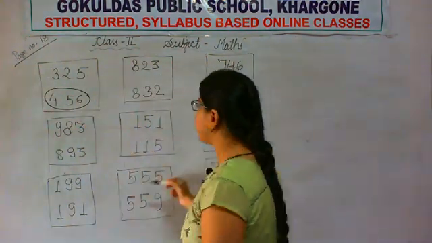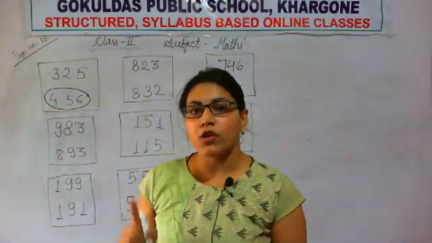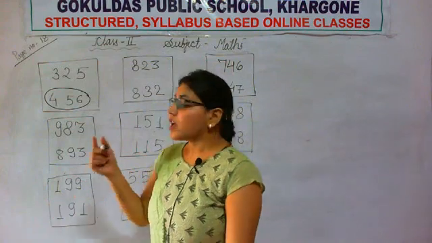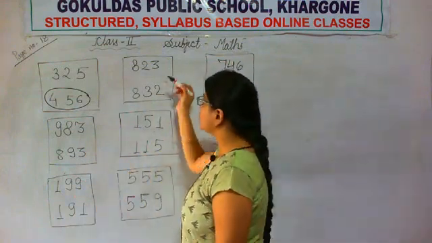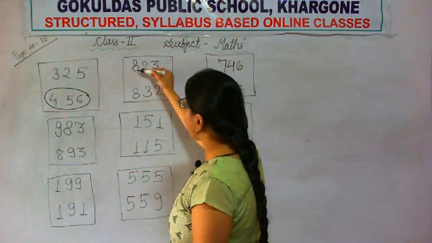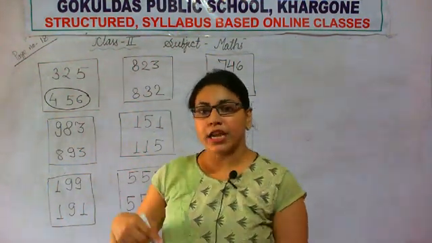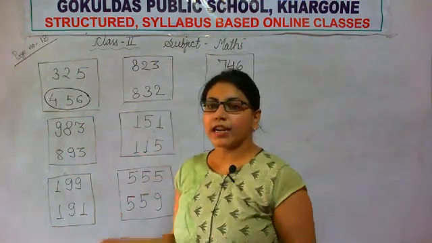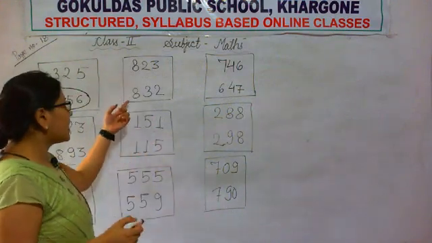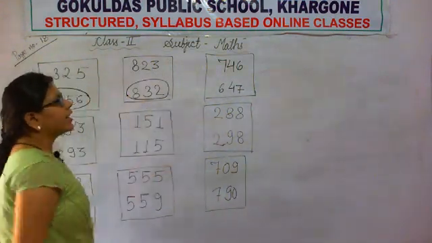Now all the numbers have 3 digits, so we are not going to check rule number 1. We will start from rule number 2, that is the highest place value digit. Here both the numbers have 8 at the hundreds place. So now what will we do? We will check the tens. Here 2 and here 3. Which one is greater, 2 or 3? Obviously 3 is greater. So 832 is the greater number.